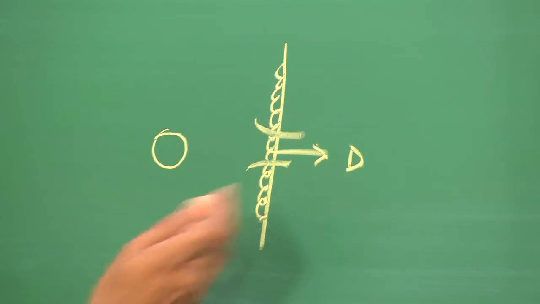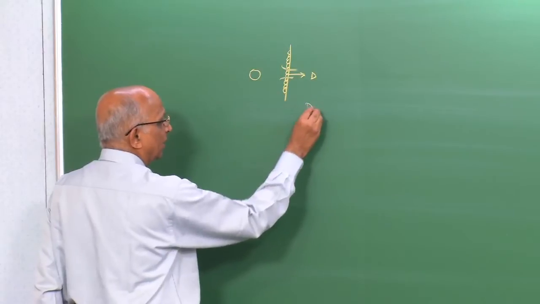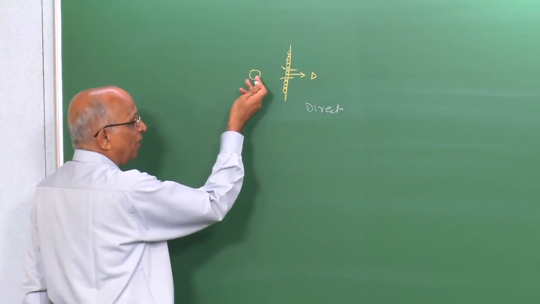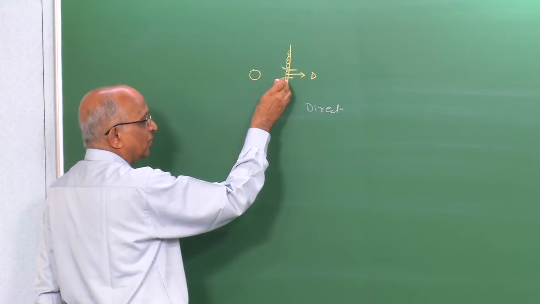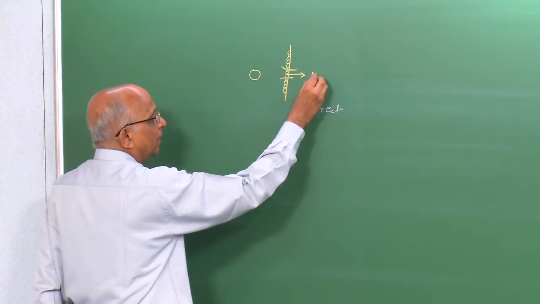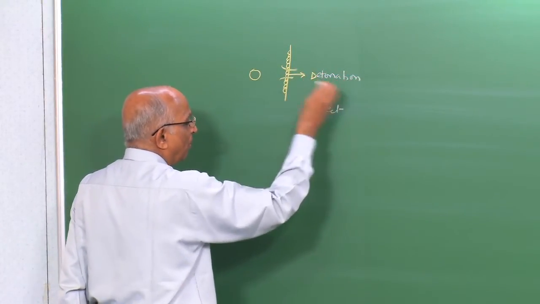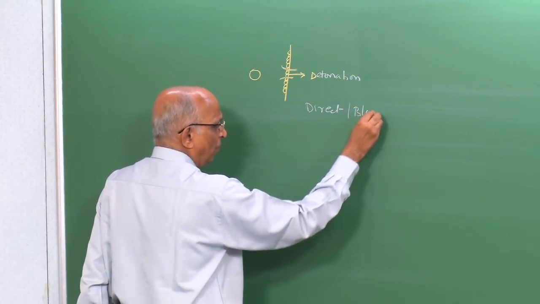This, we say, is a direct method of forming a detonation, and this is known as the direct method of initiating a detonation. That means you form a blast wave, the blast wave couples with chemical reactions, and the chemical reactions take over and drive the detonation as it is. Since we form a blast wave, this is also known as the blast initiation of a detonation.